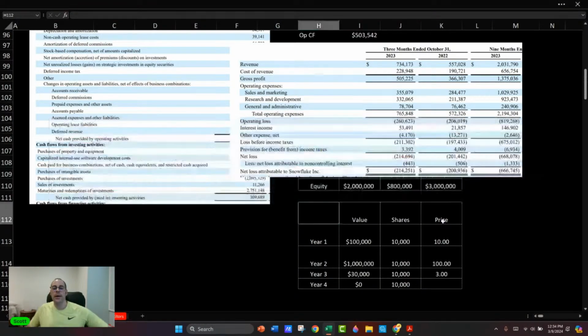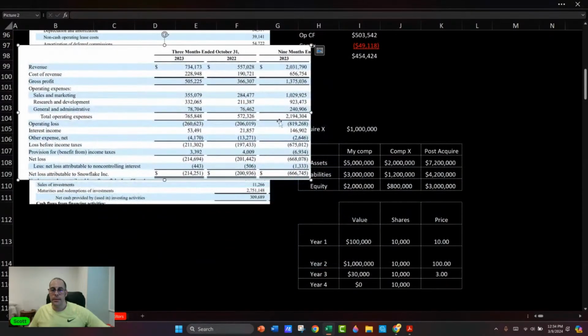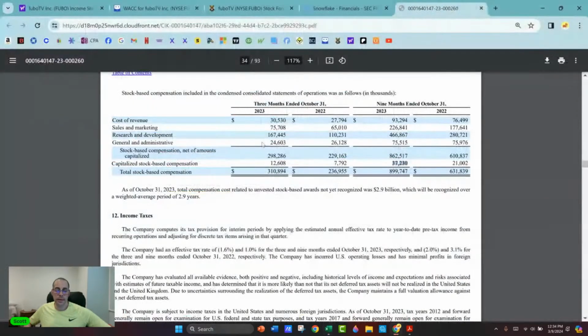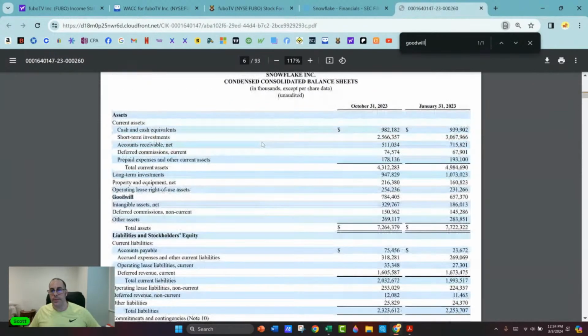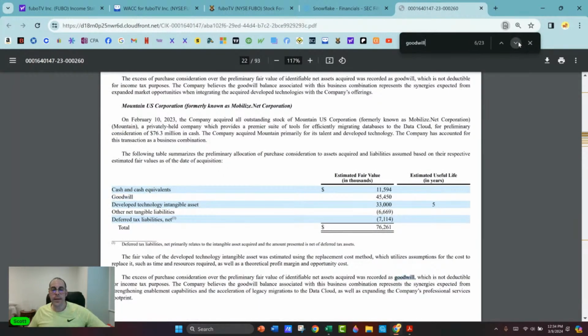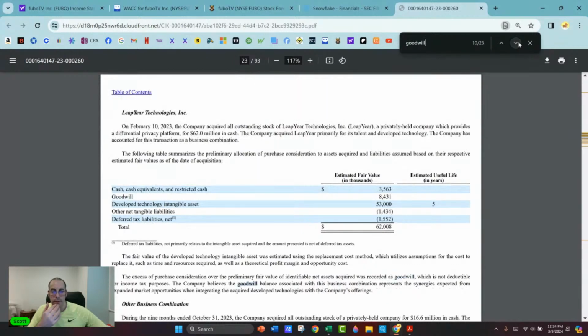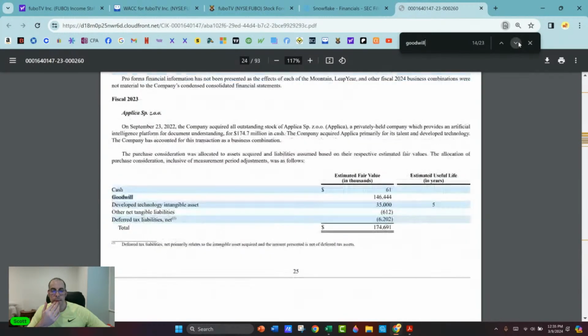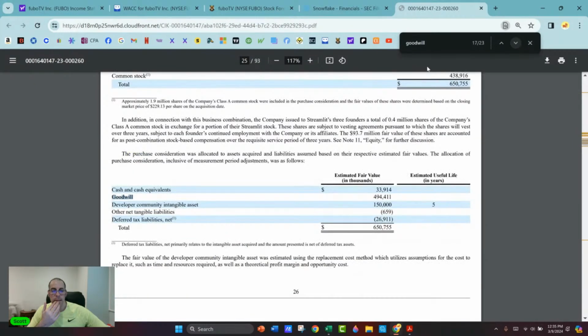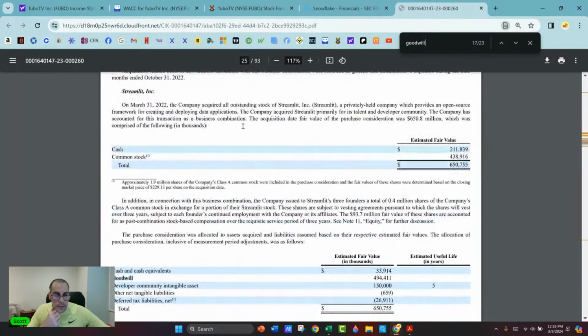But the goodwill, I think I made it too confusing. It's just whatever premium you pay for acquisitions. It's only from acquisitions. It's a plug. It's a goodwill. Sometimes when they acquire companies, they break out the goodwill and they explain how they came up with the purchase.